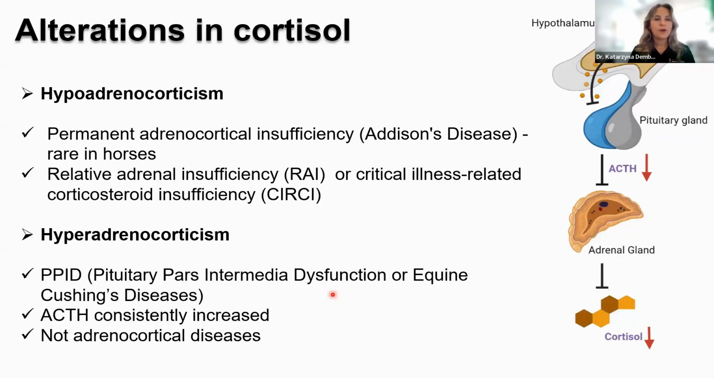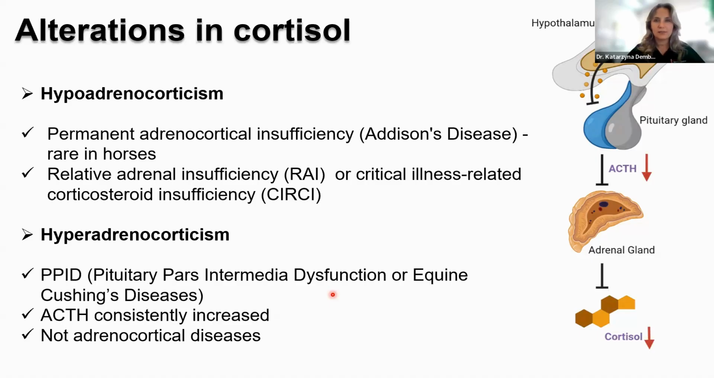Okay, so now I'm going to move into alterations in cortisol. So we have two forms, hypoadrenocorticism and hyperadrenocorticism. That's been described in general in horses and other animals. So interestingly, there are some species differences. In horses, permanent adrenocortical insufficiency, also known as Addison disease, is not very well described. It's very rare. There are some case reports of suspected Addison's disease, but it's really not a disease that we commonly see.